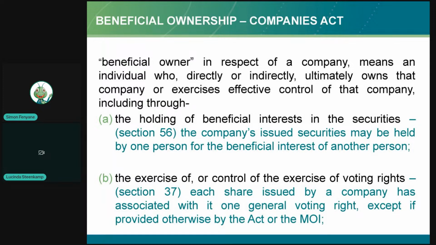Section 56 of the Companies Act, where the company's issued securities may be held by one person for the beneficial interest of another person. Also through the exercise of or the control of the exercise of voting rights within a company. Section 37 of the Companies Act explains it, where each share issued by a company has associated with it at least one general voting right, except if it's provided otherwise for by the Act or the MOI. So voting rights are provided at least one general voting right in the company's voting rights, unless the MOI or the Act provides otherwise.